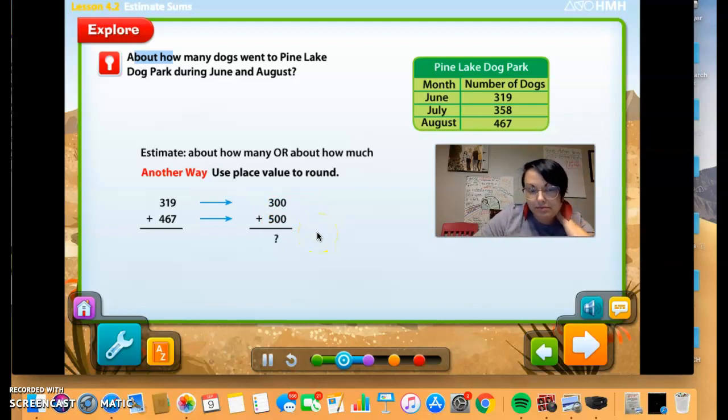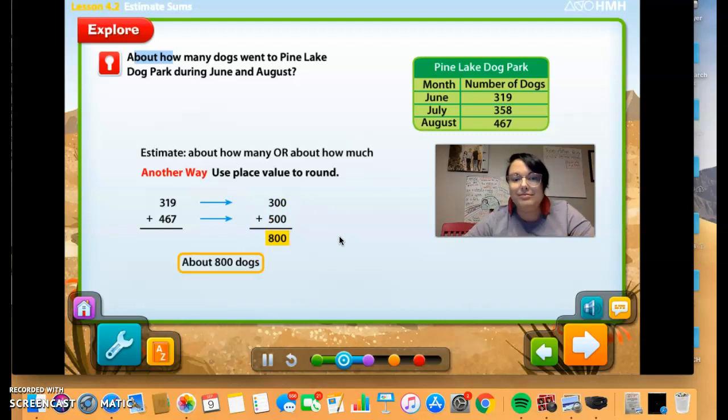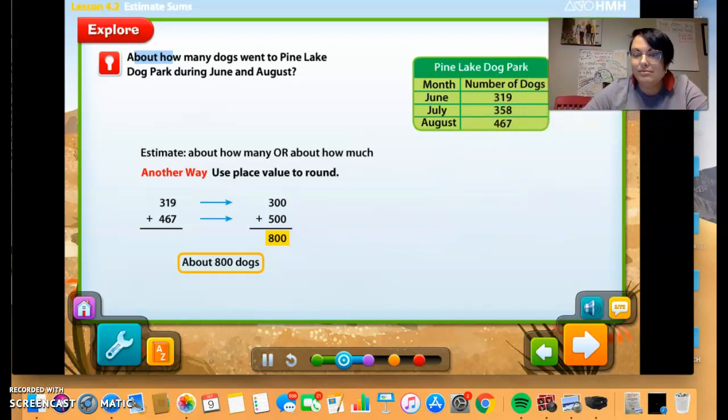Now find the sum of the rounded numbers. That's easy. 300 plus 500 is 800. So rounding numbers using place value also gives you about 800 dogs at the dog park.